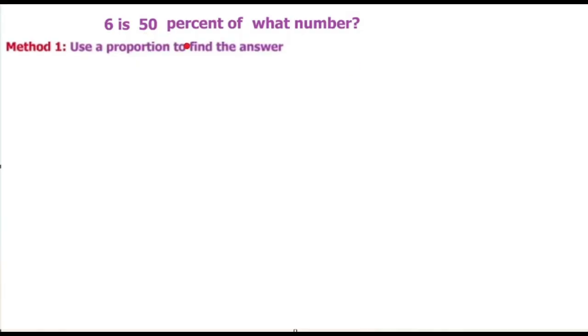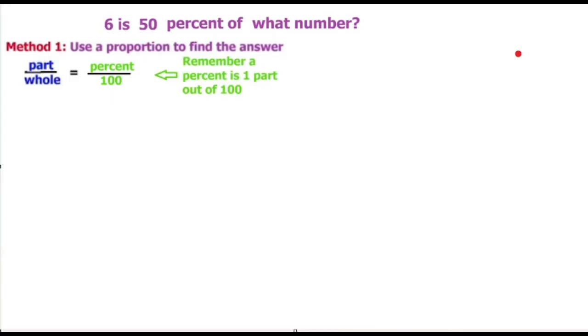So the first method is we're going to use a proportion to find the answer. And in a proportion, it looks like this. We have a part over a whole, which equals a percent over 100. Now remember, a percent is 1 part out of 100. Over here, we have 50%. We already know what the percent is. So the part is 6, and the percent is 50.